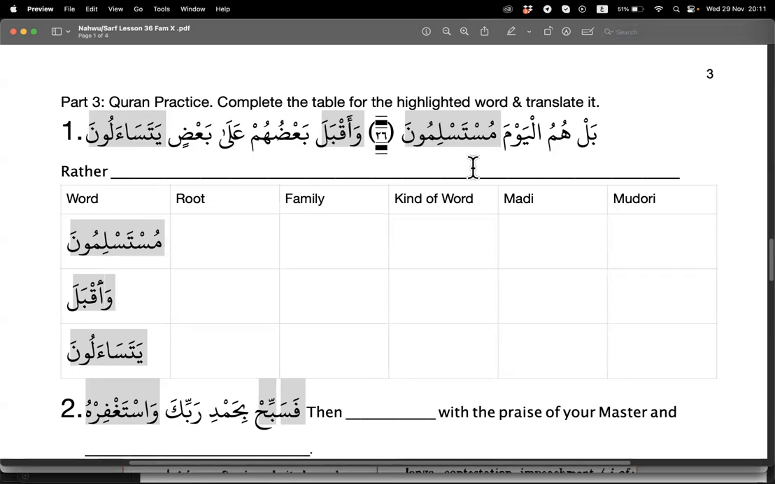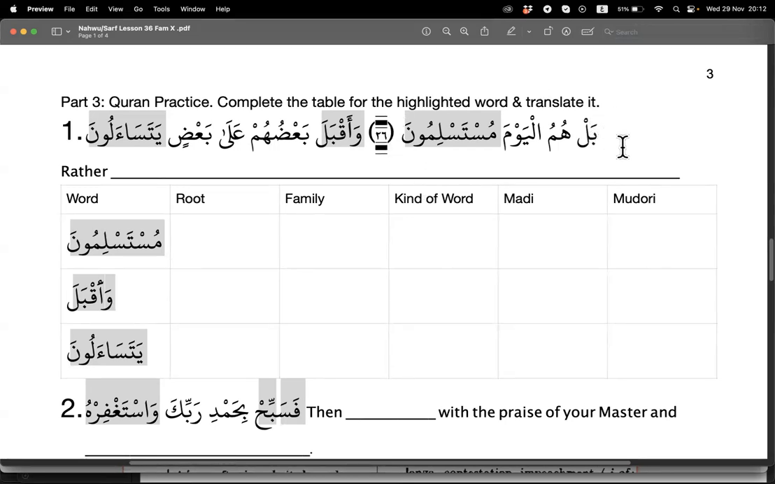Aslama yuslimu. Yes, taslimu. Yastaslimu istislaman fahuwa mustaslimun. Mustaslimun. Yes, very good. So this is isim fa'il, but what's the i'rab here in this word? This one will be in the sentence the khabar. Yes, the khabar. Good. Can you translate? Bal is rather.